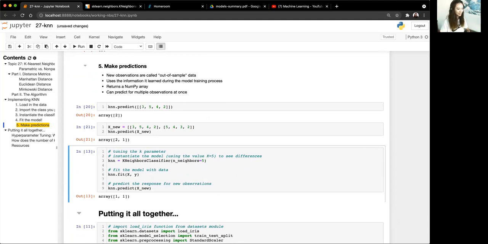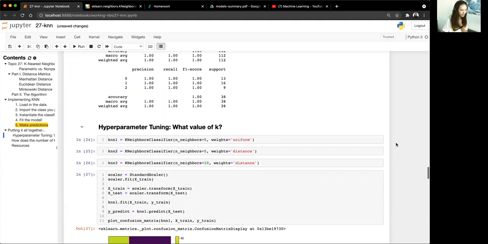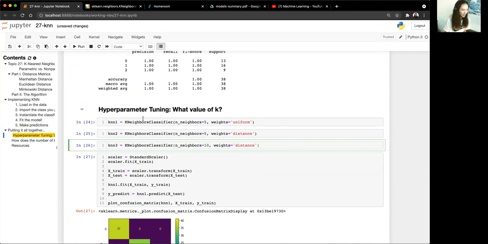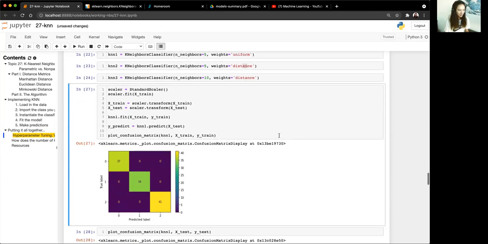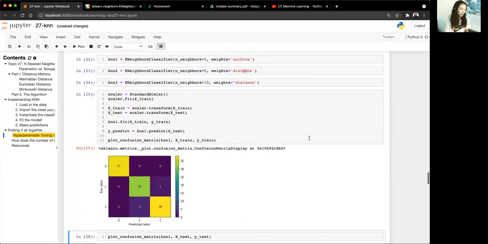All right, next let's talk about the hyperparameters. Here we can look at different values of K and also tune the weights. I'm instantiating 3 different K-Nearest Neighbors models: n neighbors 5 with uniform weights, 5 with distance weights, and 10 with distance weights. I'm scaling my data real quick, and I'll talk about scalar in a little bit. I'm going to scale my data and then plot my confusion matrix for K-Nearest Neighbors 1.